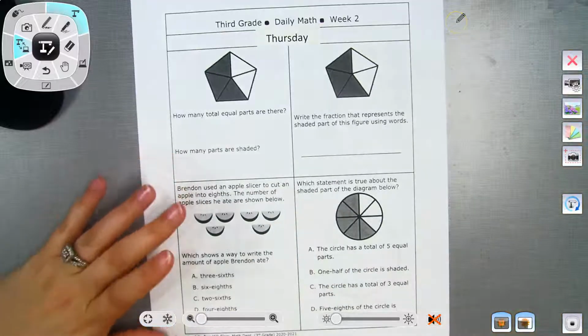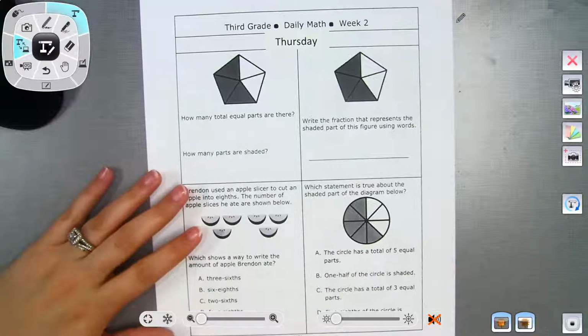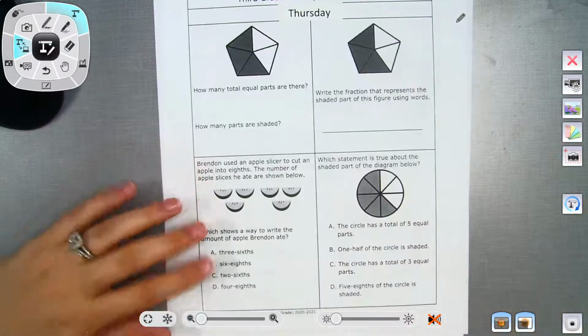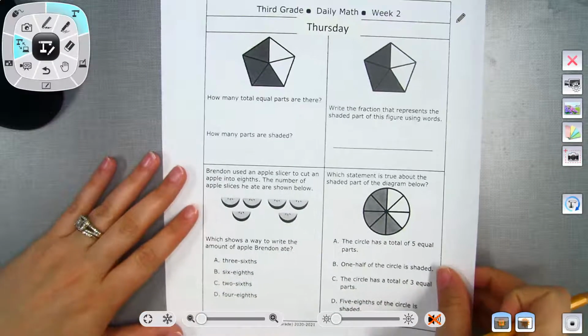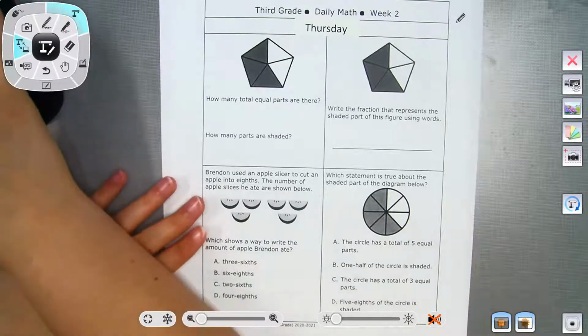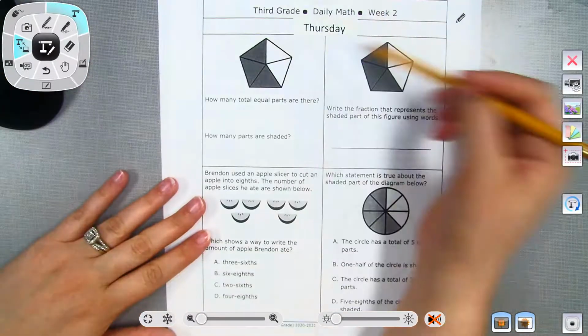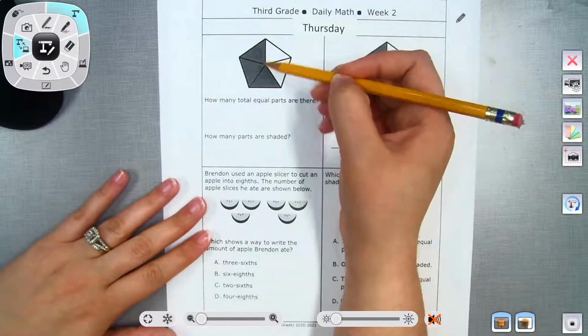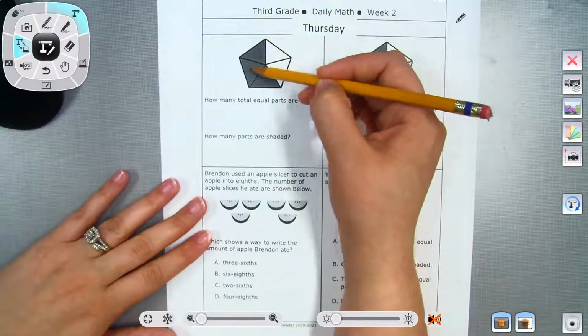Hey guys, so yesterday I forgot to do the daily math, so we're going to do Thursdays and Fridays today. So let's take out the one that says Thursday, and it has fractions on it. So how many total equal parts are there? So that means I'm just going to count to see my equal parts. 1, 2, 3, 4, 5.